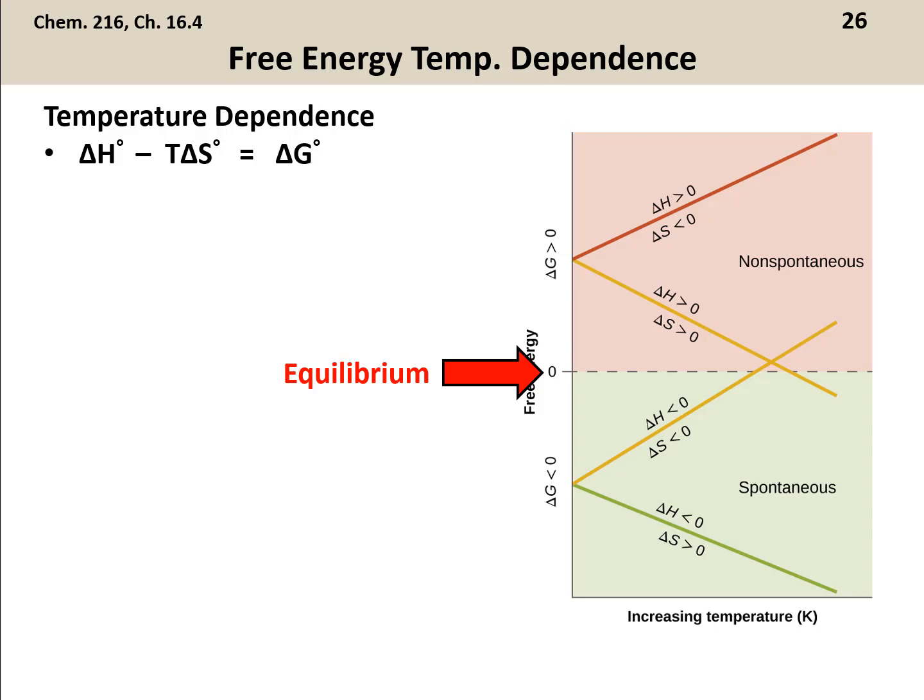And that is, remember we said that at free energy 0, that is equilibrium, okay? That's the point where our reaction goes between, right? So you can see right here, for this reaction, at this temperature, the reaction would be spontaneous in both directions. So that means both reactions are occurring. That's called equilibrium.